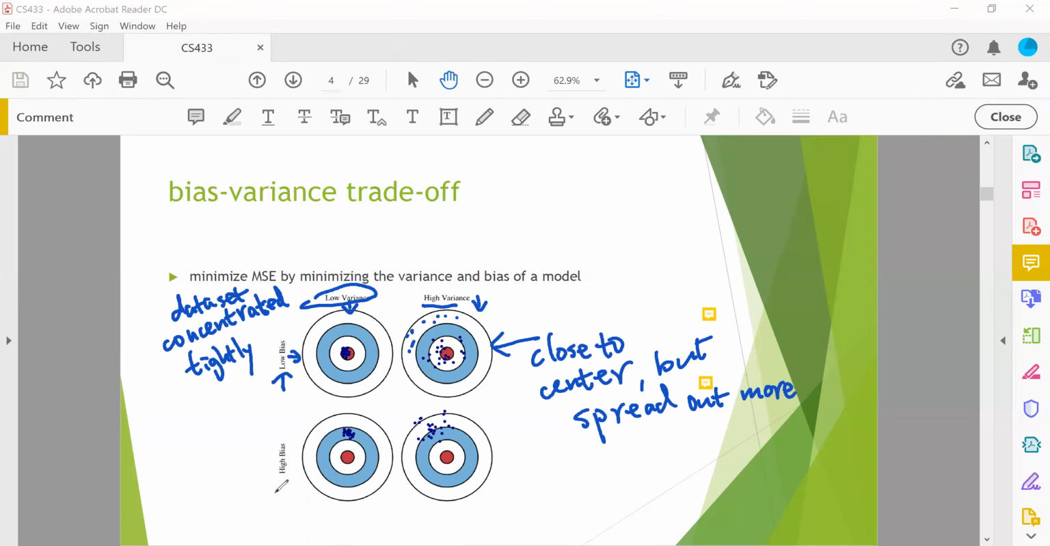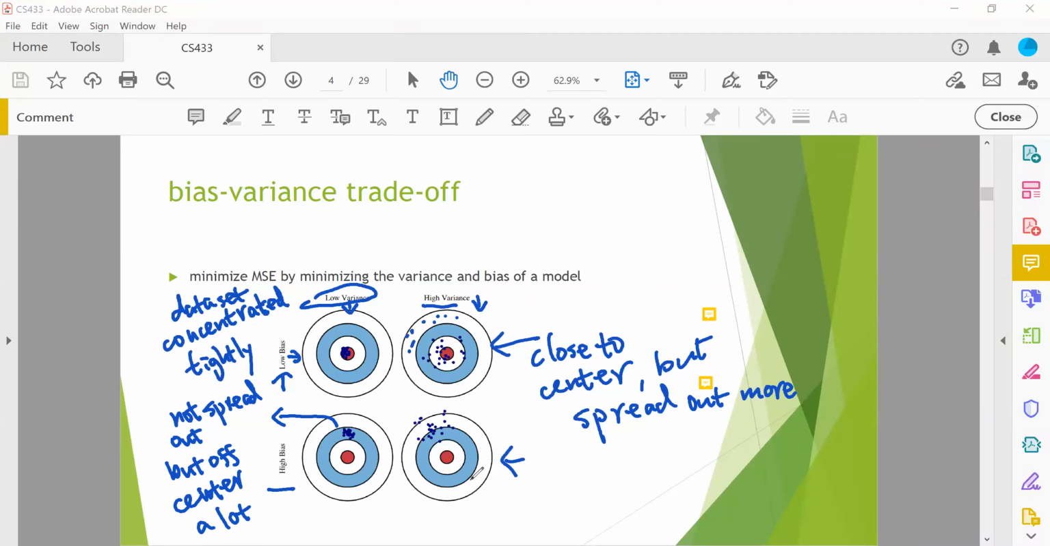And then let's see this case. This case is you have low variance, because the data is not spread out that much. It's tightly closed, but off center a lot. So that's why we say it's a higher bias, but with low variance.